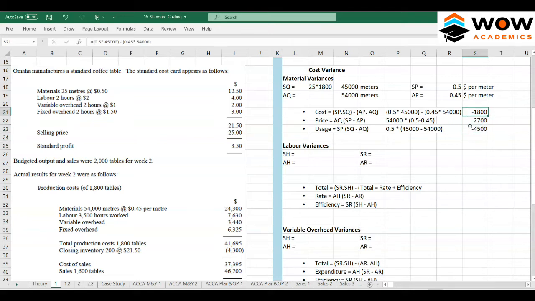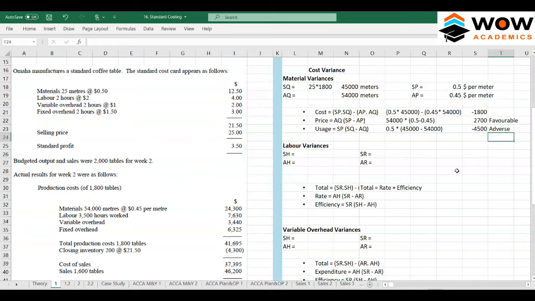Now look at this. Which one seems to be higher? Multiply this and see, it comes to 22,500, and if you multiply this, you will get another number. Individually calculate each of them, and you will find out whether it's adverse or favorable. Better than that, look at the next ratio, you get a better idea. They should have bought this item at 0.5, they have bought at 0.45. So that is a good thing, a favorable variance. They should have consumed 45,000 meters, but they have consumed 54,000 meters, which is adverse.